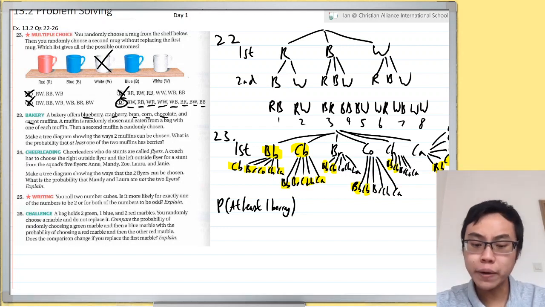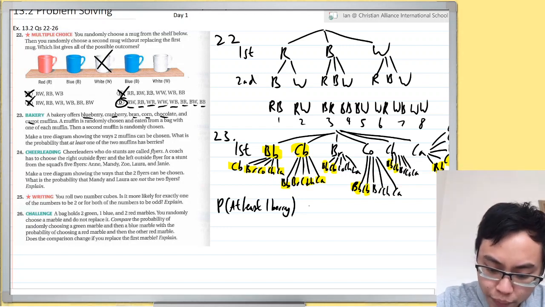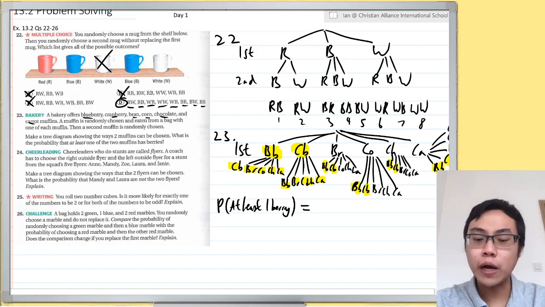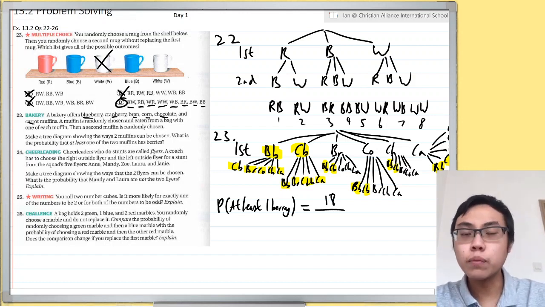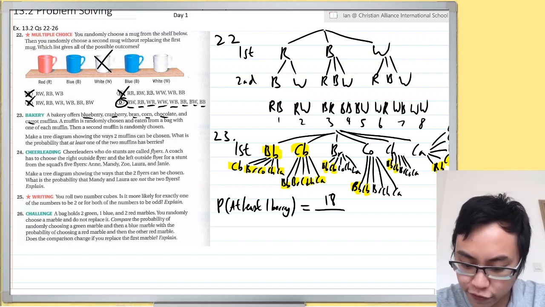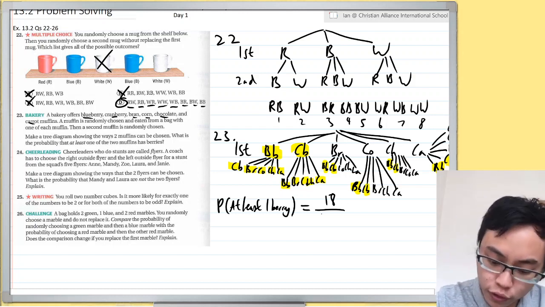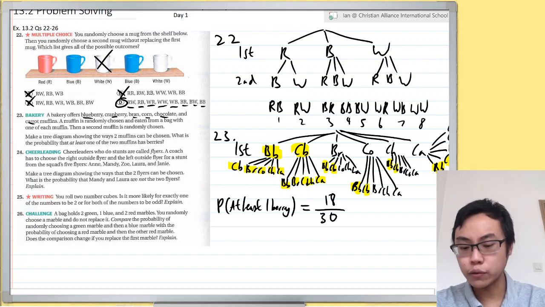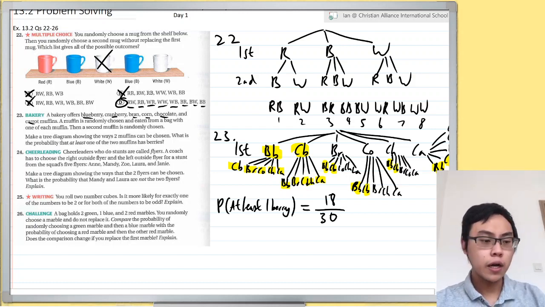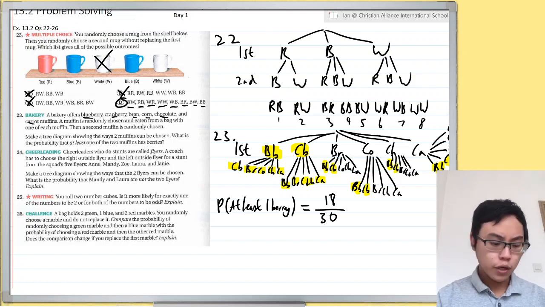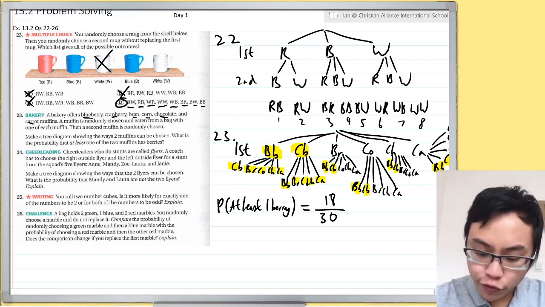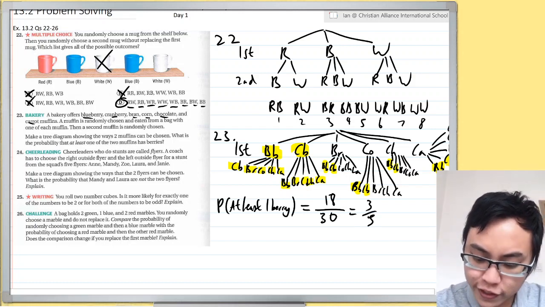So the probability of at least one berry type of muffin will be equal to the number of favorable outcomes, 18, out of how many total possible outcomes? That's 5, 10, 15, 20, 25, and 30. So there are 30 total possible outcomes. So this is our fraction. We can reduce it. What's 18 over 30 in reduced form? That's going to be 3 over 5.